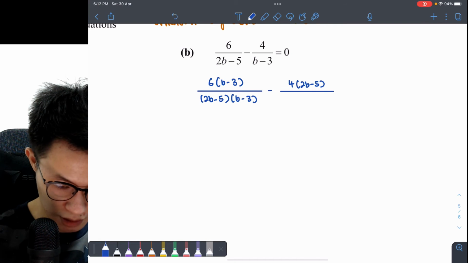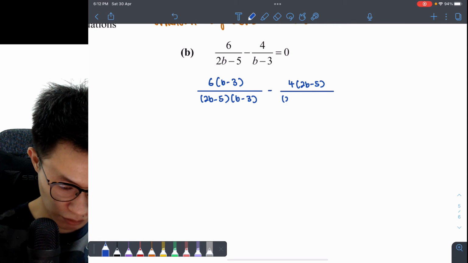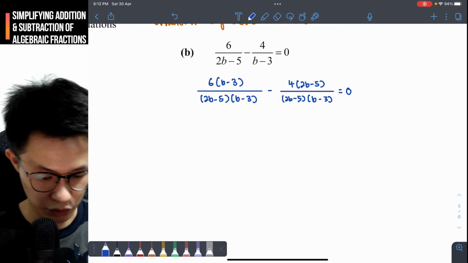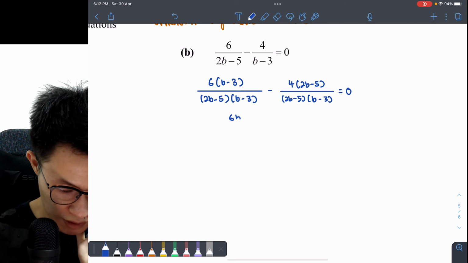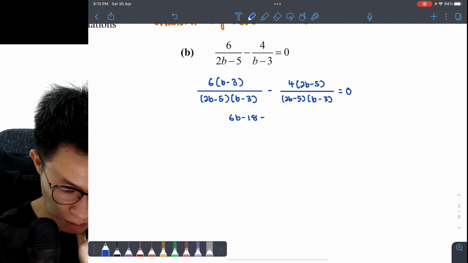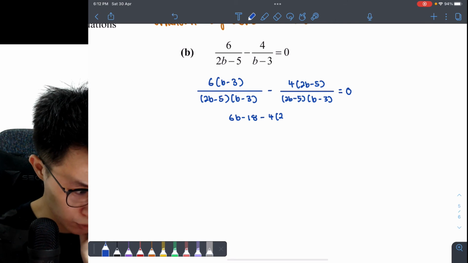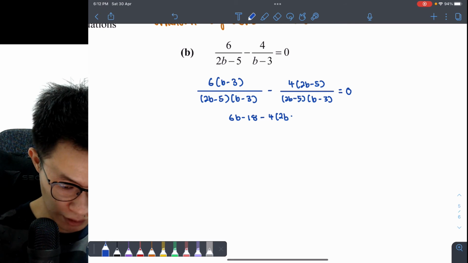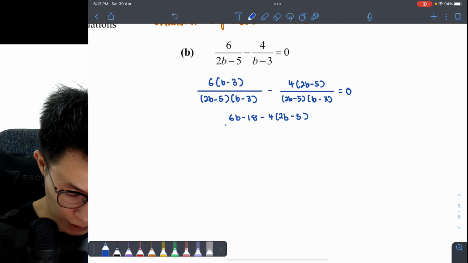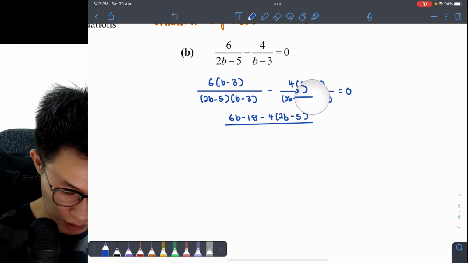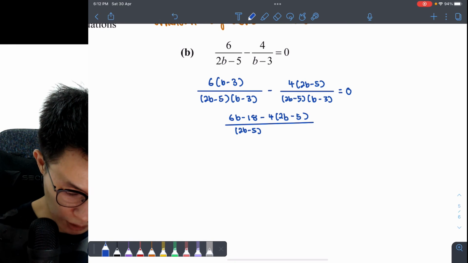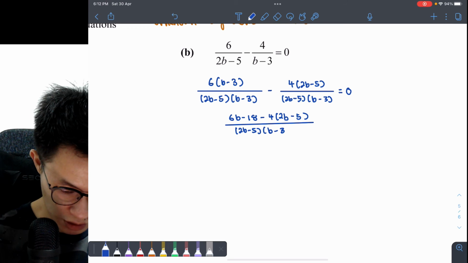And when you do this, you are technically combining it. Since the other side is equal to 0, you don't have to do anything. Combine them together, you have 6b minus 18 minus 4 times 2b minus 5, divided by 2b minus 5 times b minus 3, equals 0.